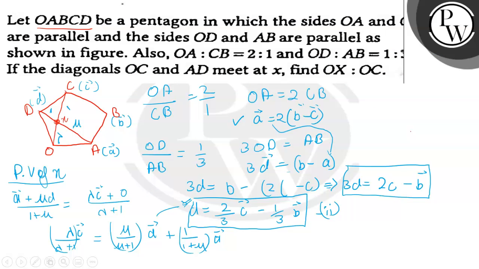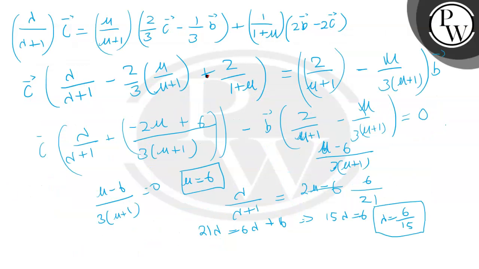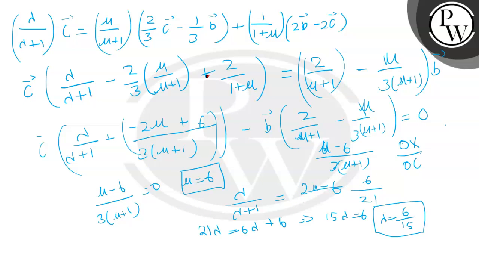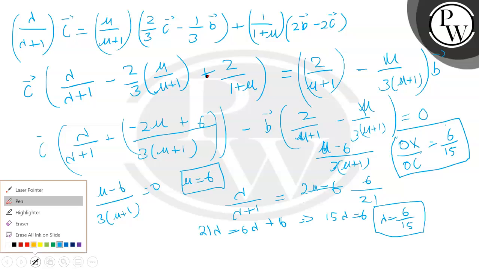Now just see that lambda ratio 1 is OX divided by OC. So we take OX divided by OC is equal to lambda upon 1. Now just putting the value of lambda, we know that the value of lambda comes out to be 6 by 15. So we got OX by OC is lambda ratio 1, which is going to be 6 by 15. So the ratio of OX and OC is going to be 6 to 15.